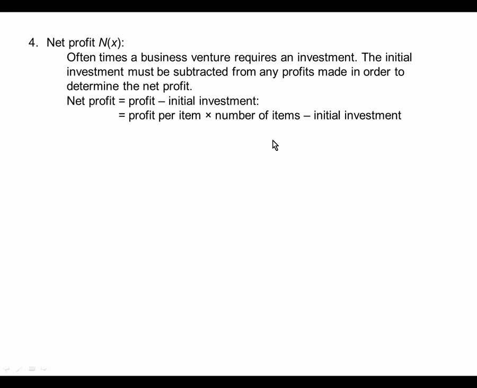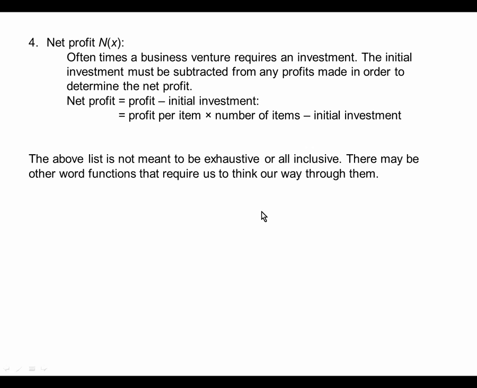Now, a lot of times these things are going to be given to you. You're going to be told, $10,000 is initially invested. You're going to make a profit of $15 per item. And the number of items is usually the variable, usually the X. Now, the above list of these 4 things that we did is not meant to be exhaustive or all-inclusive. There may be other word functions that require us to think our way through them. This is more than just imitating what you've seen.